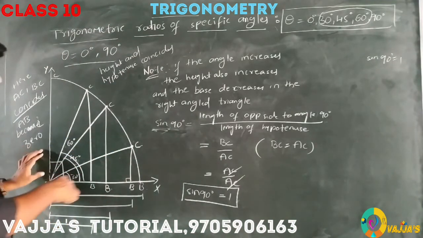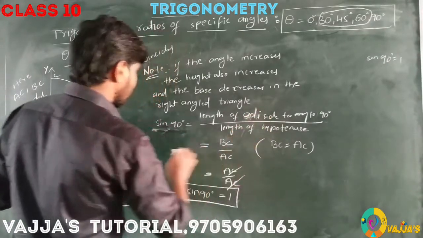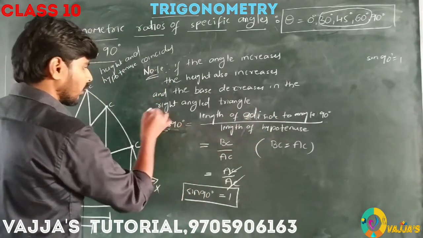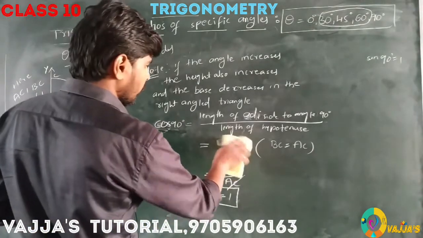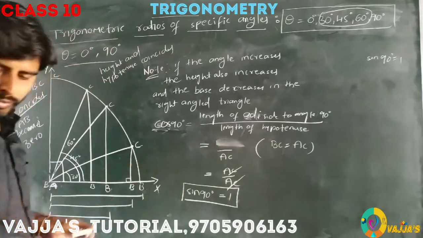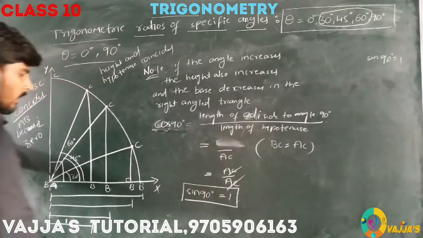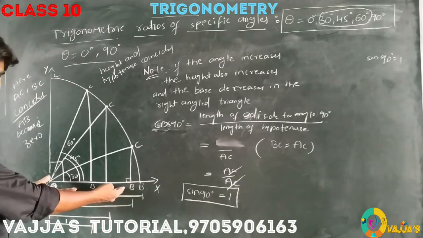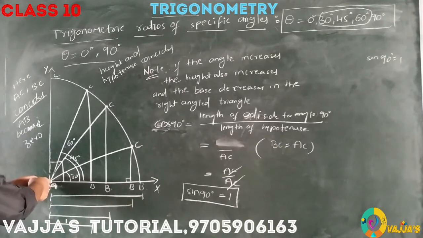What is the cos 90 ratio? Length of the adjacent side of angle 90 by length of the hypotenuse. So what is the adjacent side here? That is AB actually. At the 90 degrees angle, where is the 90 degrees angle? Here it is. At the vertex A is 90 degrees. So this is our 90 degrees.